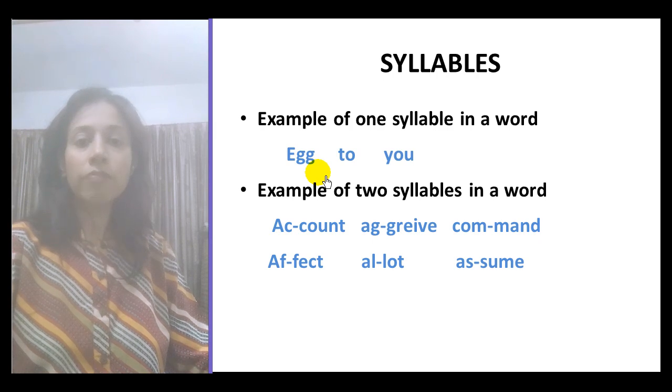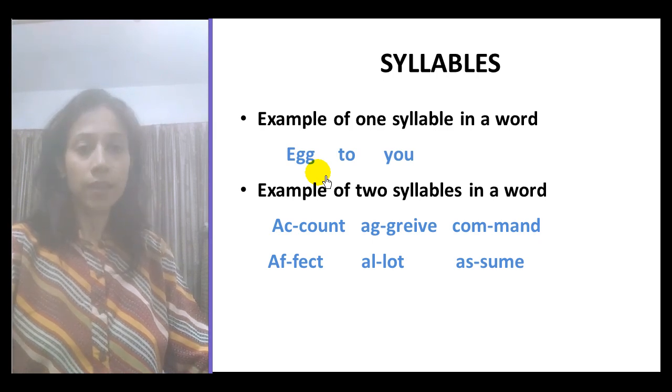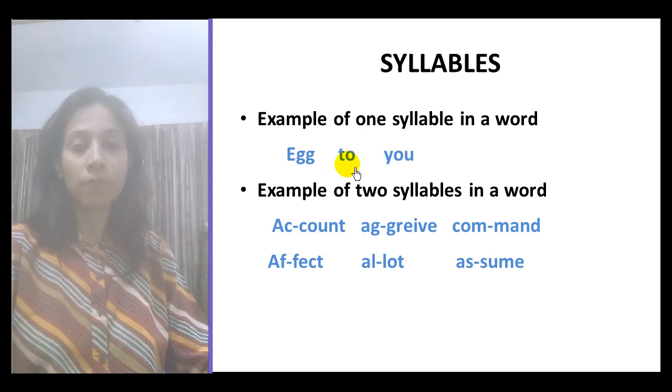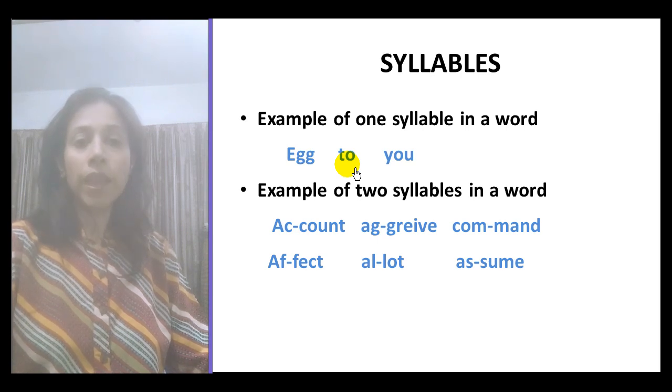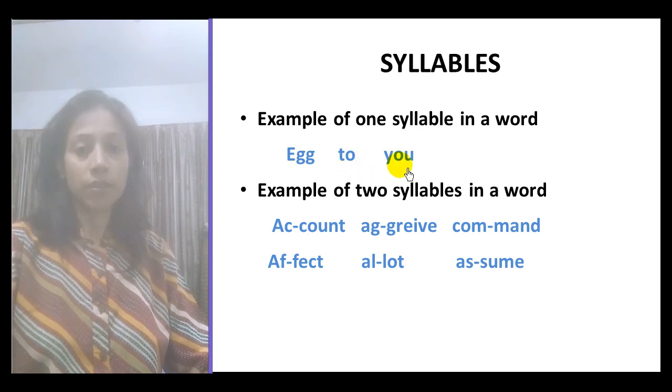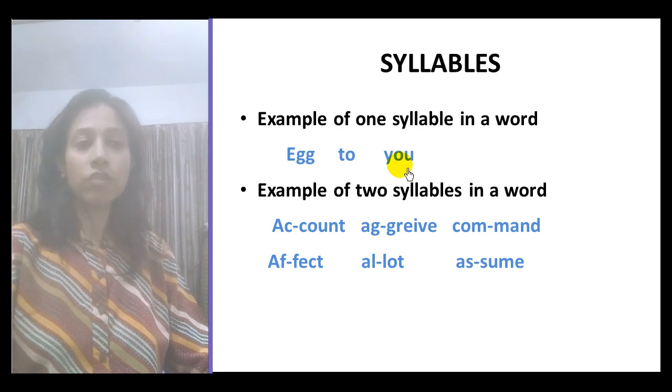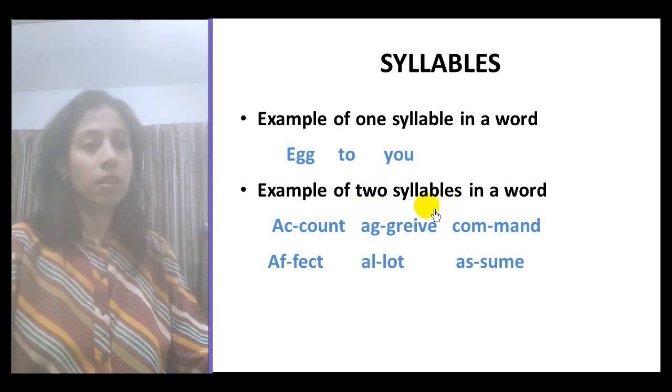You can say it in one flow. Egg. Two. Again, you can say it in one flow, and it forms a sound unit which is higher up from T and O. So, two. Then again, you can say it at once. You. So these are one-syllable words.